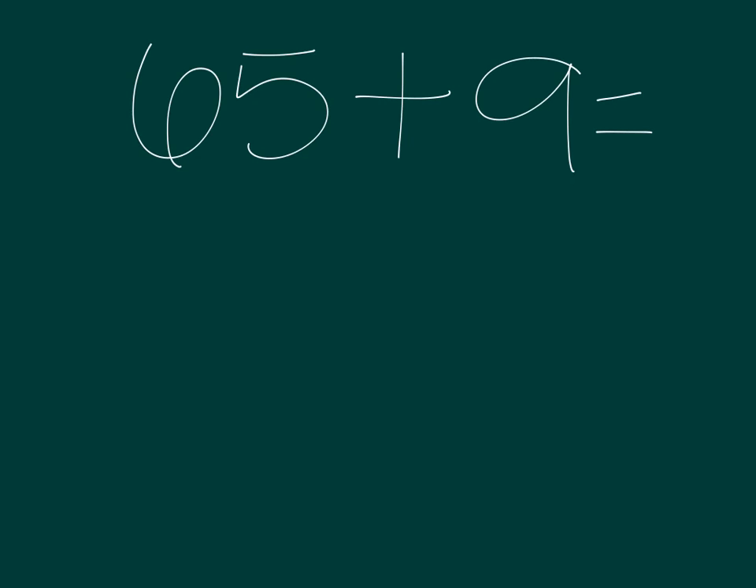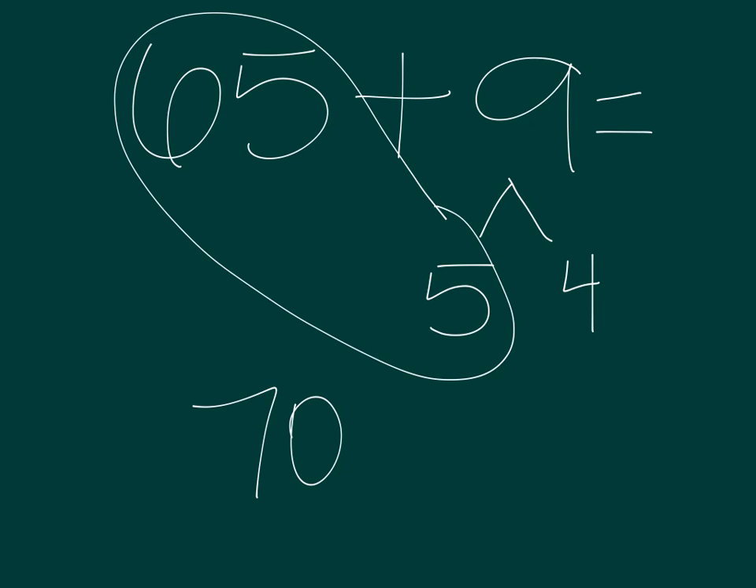Okay, so how did you start? Did you figure out what your next 10 would be? Let's see, 65, so the next 10 would be 70. How many more would I need to get there? If you did 5, you're right. 65 and 5 is going to make 70, our next 10. Now we need to complete this 9 by breaking it apart all the way. You would have 5 and 4 to make 9. So we combine those two to make 70 plus 4, which is going to equal 74.